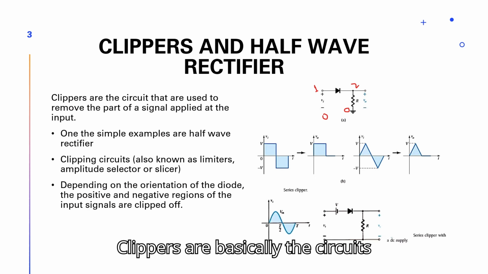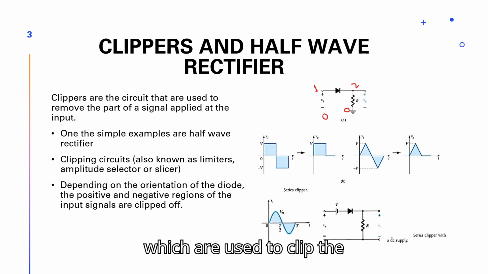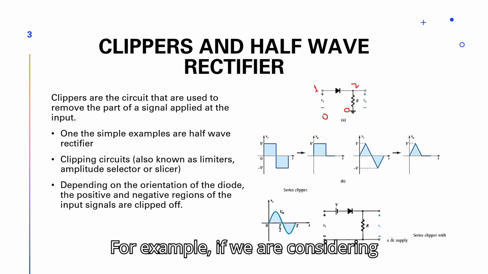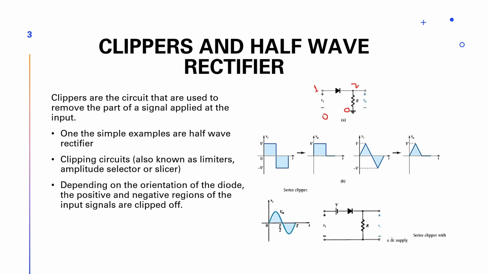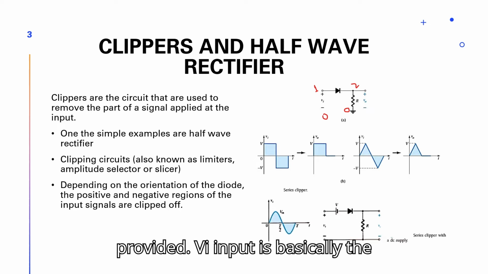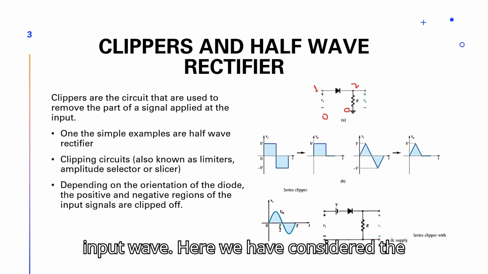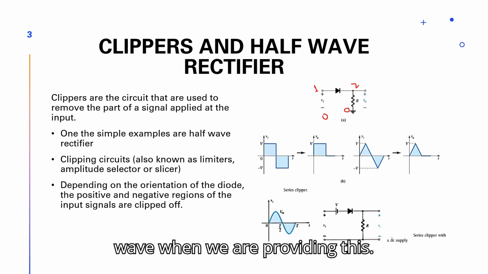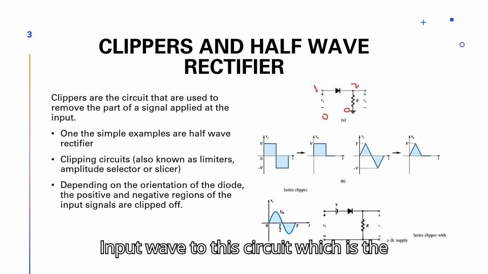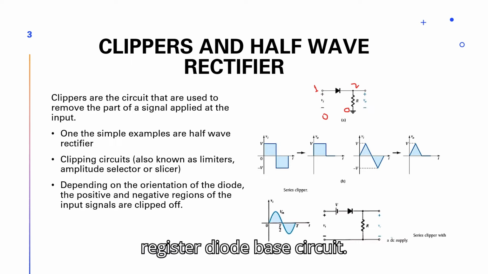Clippers are basically circuits which are used to clip the input wave. One part of the wave will be clipped off. For example, if we are considering a circuit in which Vi input is provided, Vi is basically the input wave. Here we have considered a pulse wave and also a sine wave. When we provide this input wave to this resistor-diode based circuit, the negative cycle will be clipped off.